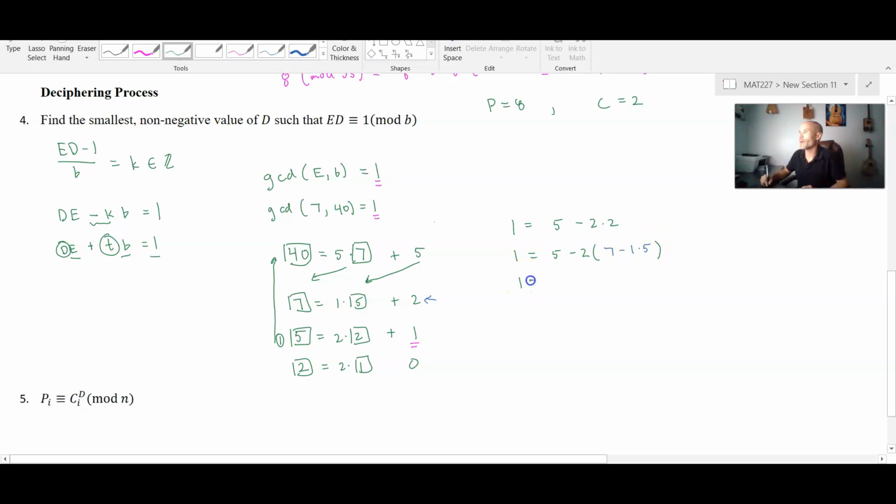Now I'll go ahead and expand that out. That's 5 minus 2 times 7 plus 2 times 5. And again, what I'm trying to keep track of in the substitution is the 7 and the 5. So 1 is equal to, I have 3 5s and I have negative 2 7s. So that's 15 minus 14, which is still 1. Now in my final substitution here, I'm going to replace 5 in terms of 40 and 7. So we will now take 1 equals 3 times 5. So 5 is 40 minus 5 times 7.